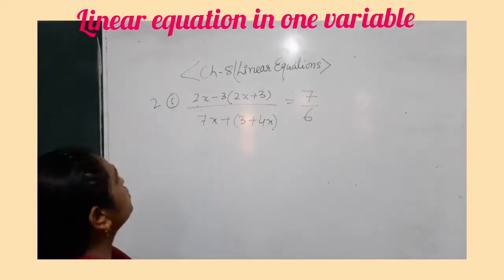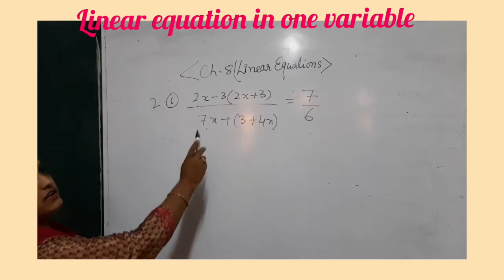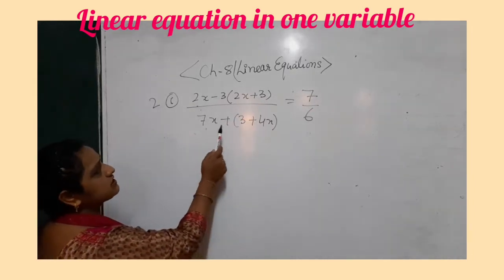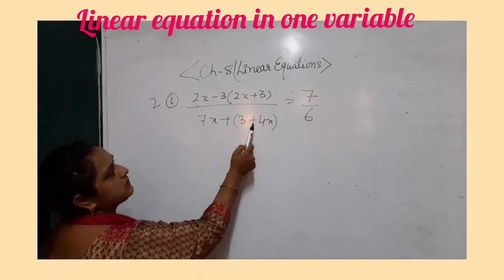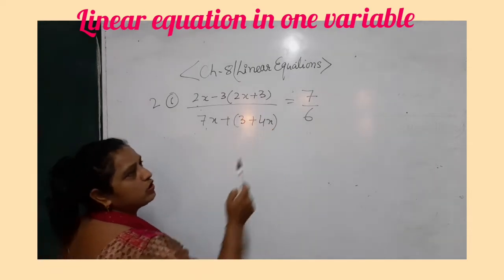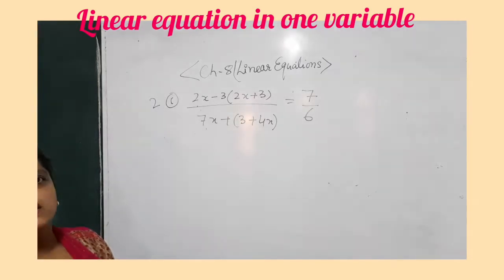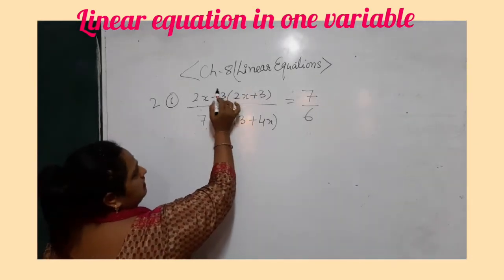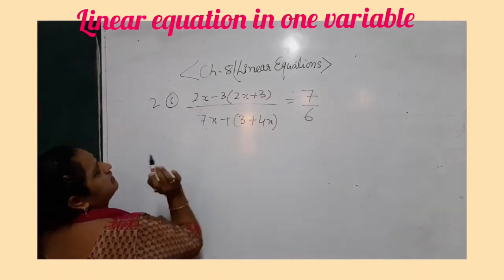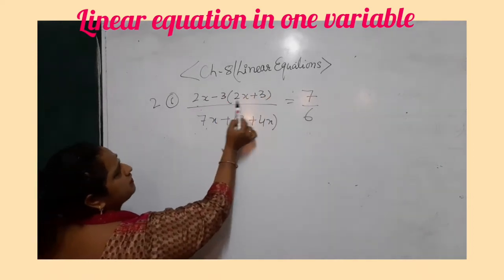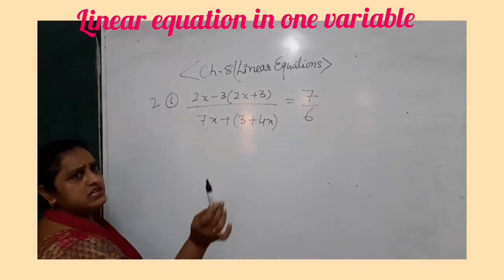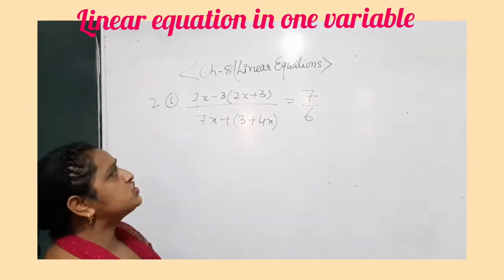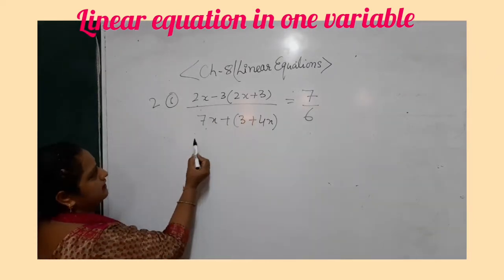Yes, next question is 2x minus 3 of 2x plus 3, 7x plus bracket start 3 plus 4x bracket close is equal to 7 by 6. Now we have to apply the rule. What we'll do, firstly we will open the bracket. Firstly, the concept from the rules I told you was that we have to open the brackets.